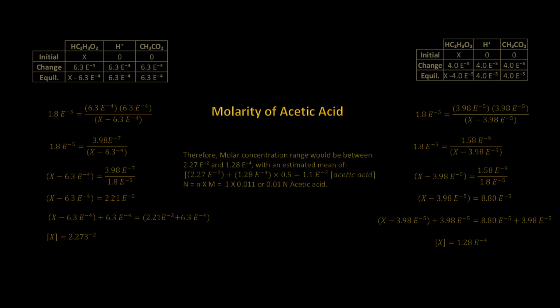Therefore, the molar concentration range of the acetic acid would be 1.28 times 10 to the minus 4 to 2.27 times 10 to the minus second, where 1.28 times 10 to the minus 4 plus the 2.27 times 10 to the minus second multiplied by the 0.05 equals 1.1 times 10 to the minus second. This equates to a mean concentration of acetic acid as being 1.1 times 10 to the minus second molar, which is the same as an estimated concentration of 0.01 normal acetic acid.